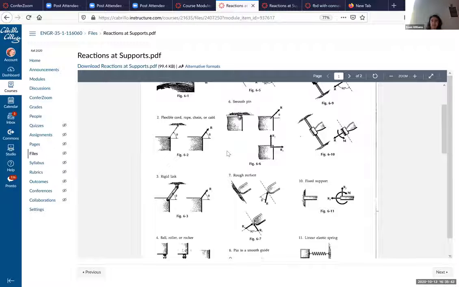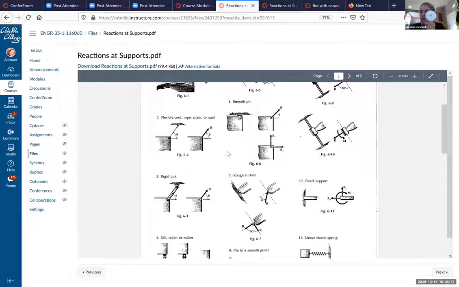Right. So a 2-dimensional object has at most 3 motions it could have: linear in the x, linear in the y, and rotational about the z. A pin connection resists a translational motion in the x and a translational motion in the y, but it can spin. So the reactions at a pin support are a force in the x and a force in the y. Because it can't move in the x or the y, if I apply too large a load, I could break the pin in this direction or in that direction.